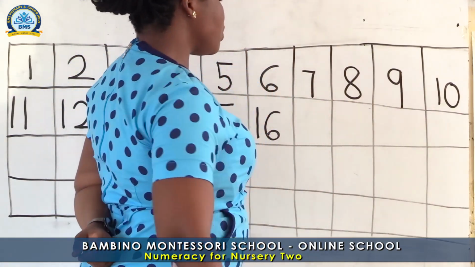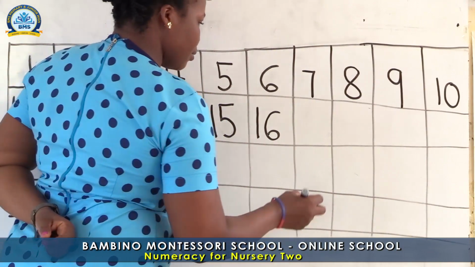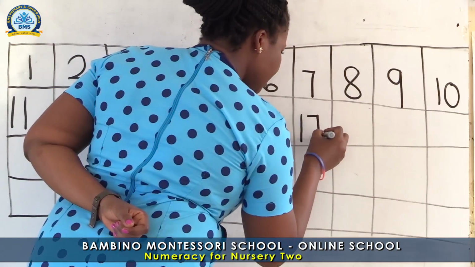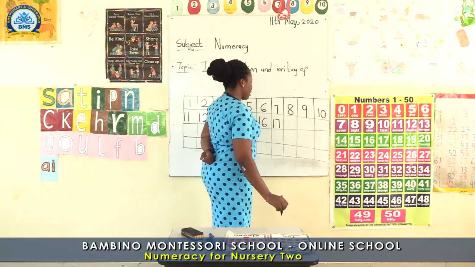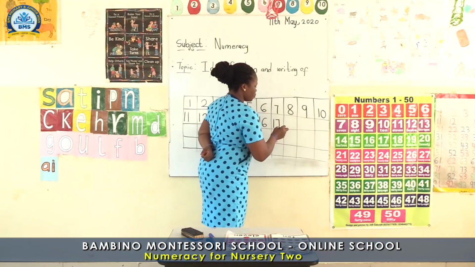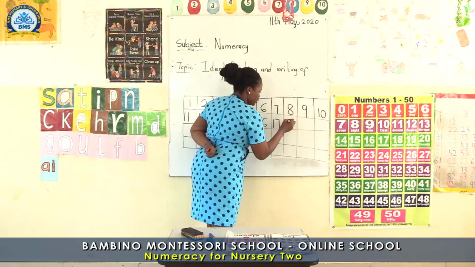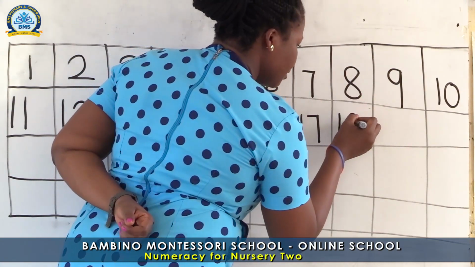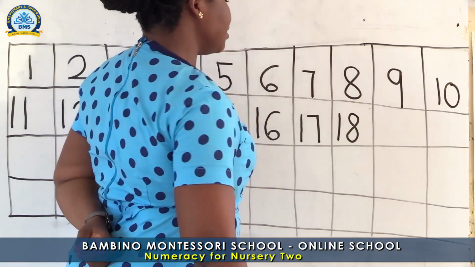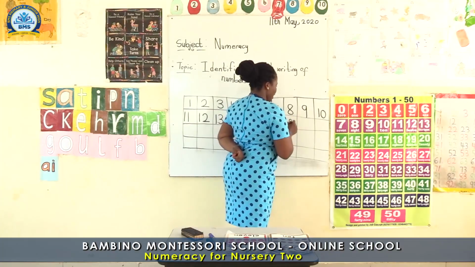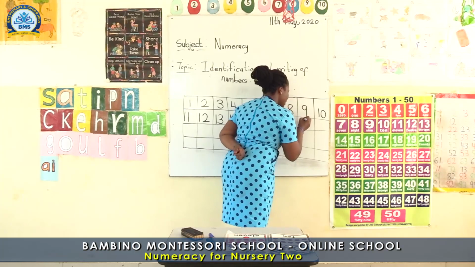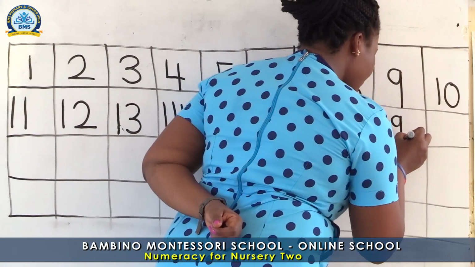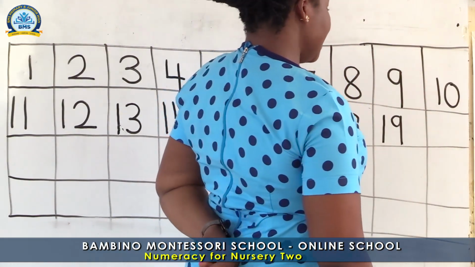From 16, what number do we go to? 17. Your stroke first. And 7. Then you get the number 17. From 17, we go to one number again. 18. Your 1 first. Then you write the 8 down here to get the number 18. Good. From 18, we move to 19. Your stroke first. And your 9 to get the number 19.